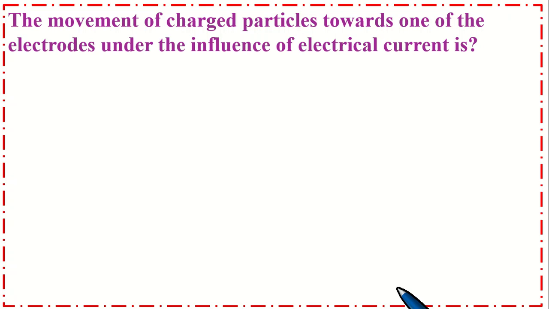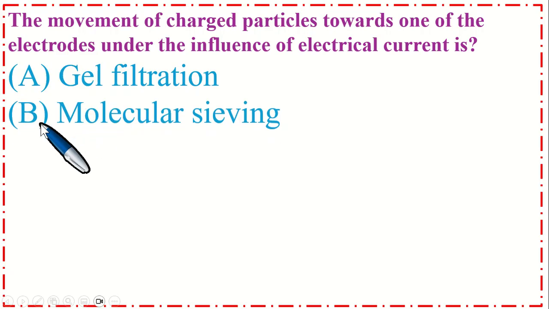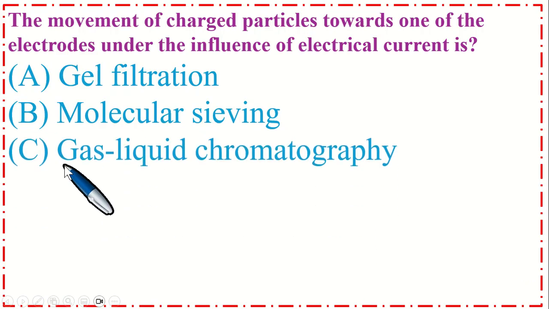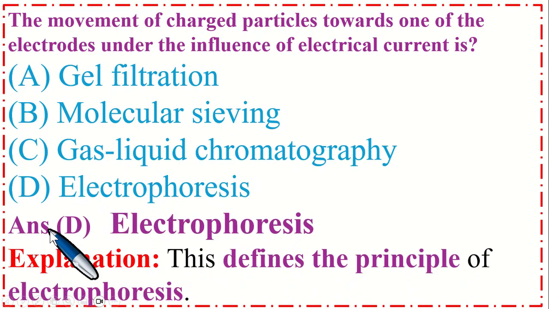So this is very important MCQs. The movement of charged particles toward one of the electrodes under the influence of electrical current is option A, gel filtration, B, molecular sieving, C, gas liquid chromatography, and option D, gel electrophoresis. So the correct option is gel electrophoresis. This defines the principle of gel electrophoresis.